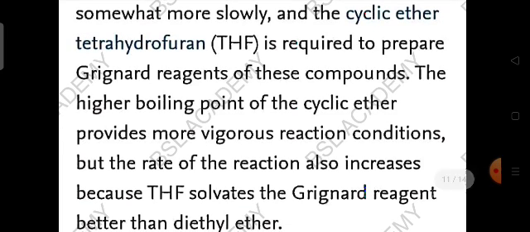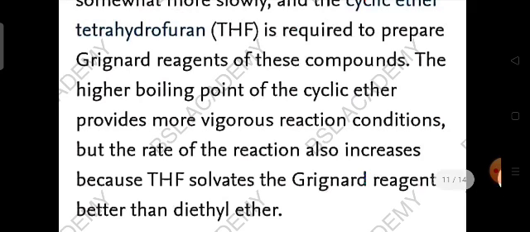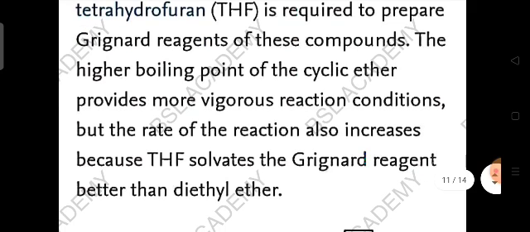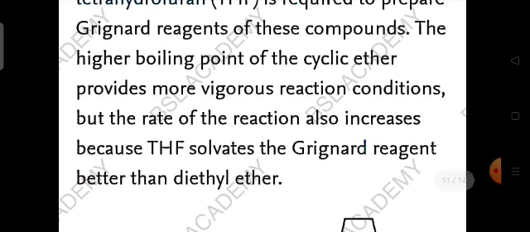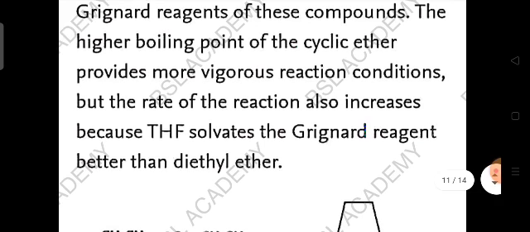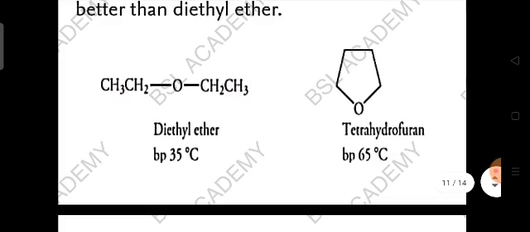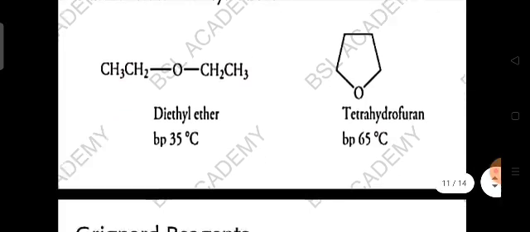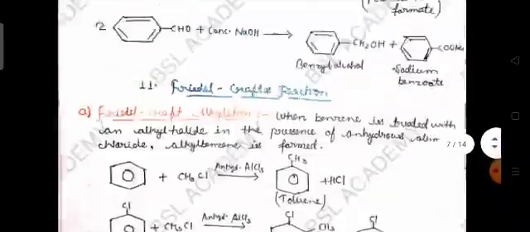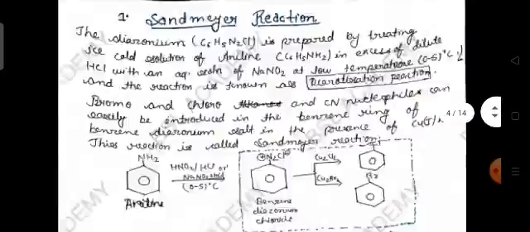The higher boiling point of the cyclic ether provides more vigorous reaction conditions, and the rate of reaction also increases because THF solvates the Grignard reagent better than diethyl ether. So here you can see its preparation. Again I am showing you.